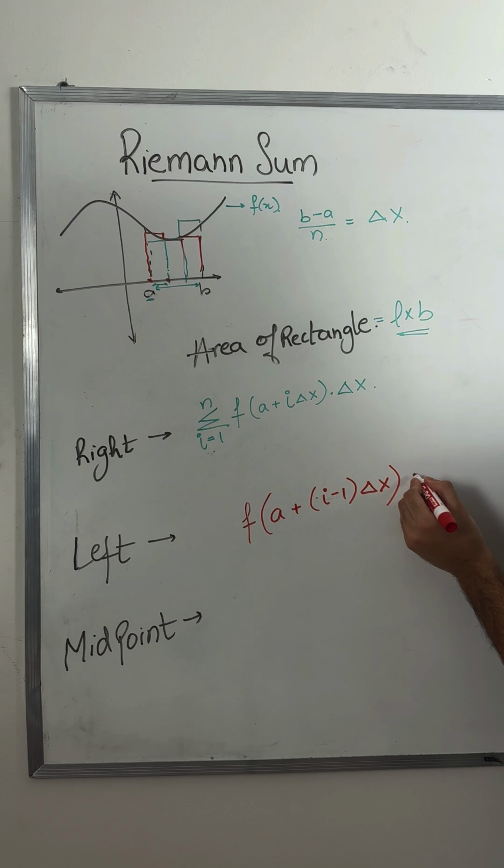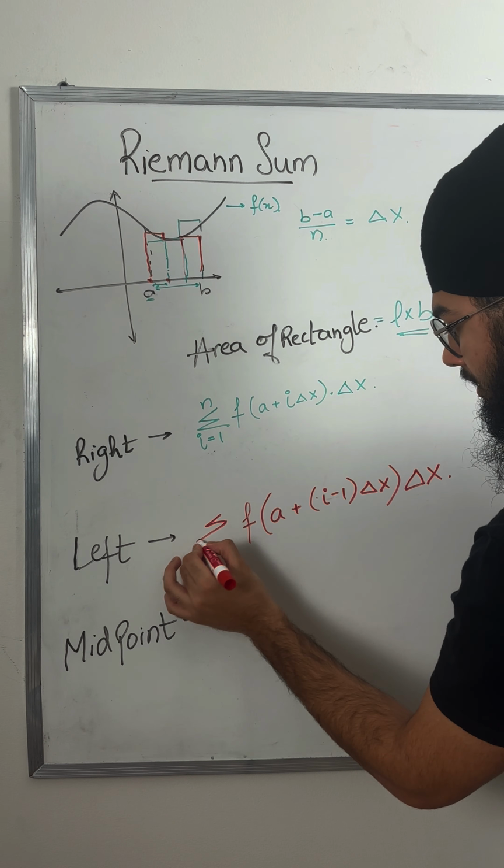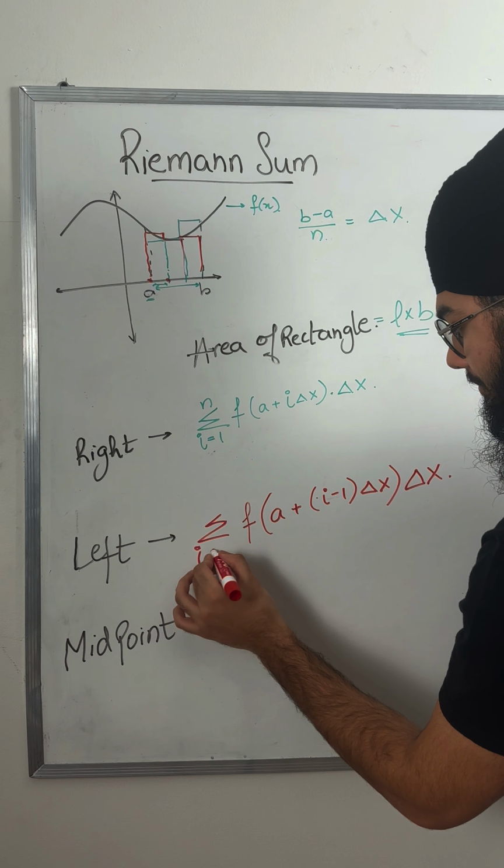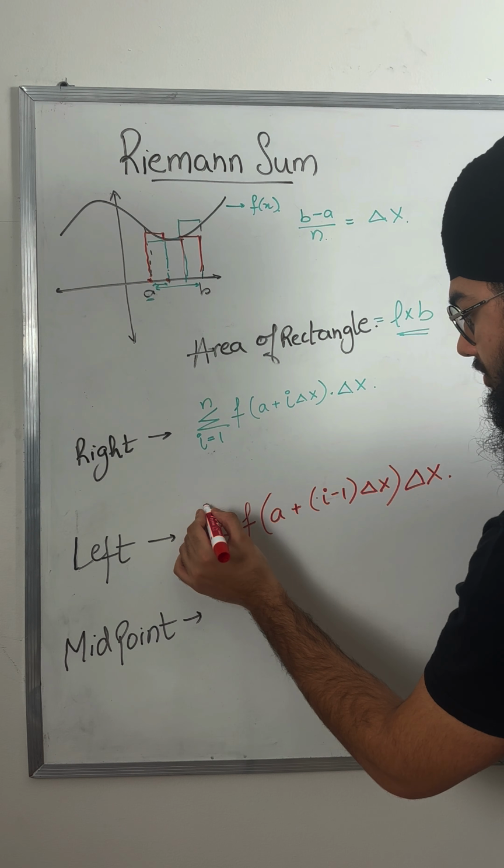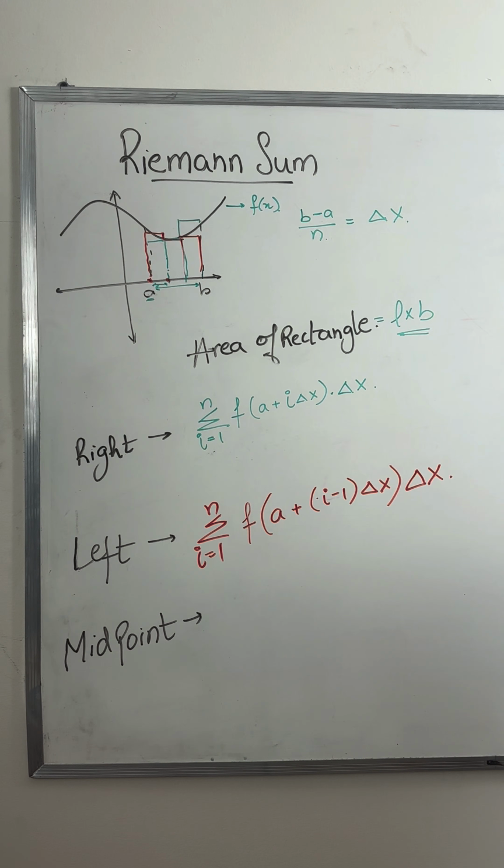So now that I've generalized my length formula, I need to multiply it by my width to find the area of each rectangle. And since I'm adding all of them, I'm going to add a summation sign where my i goes from 1 to n.